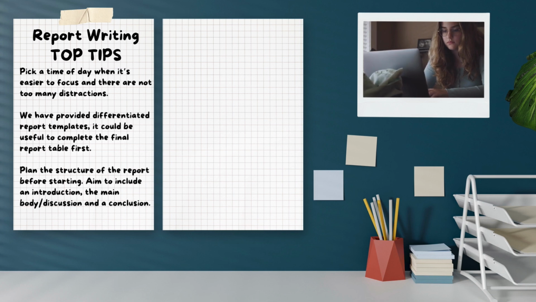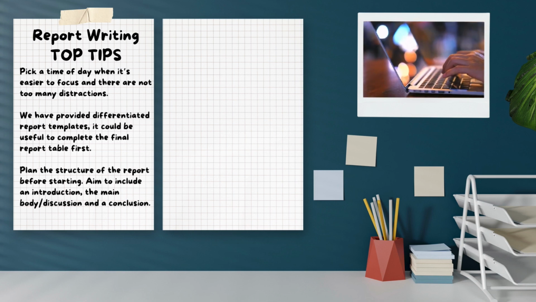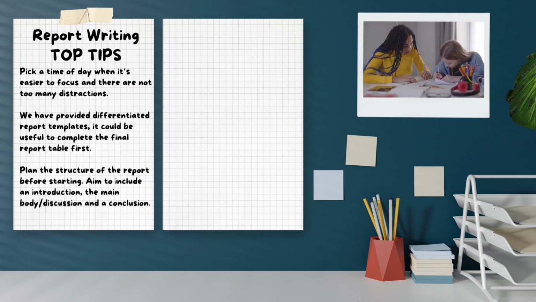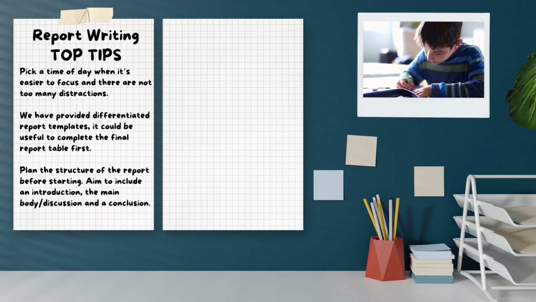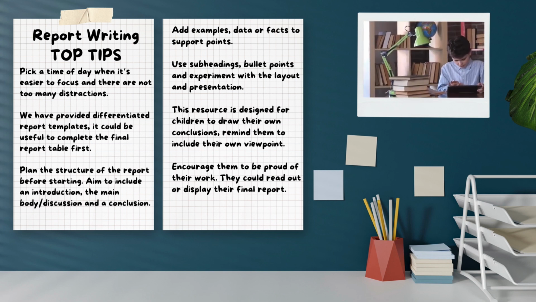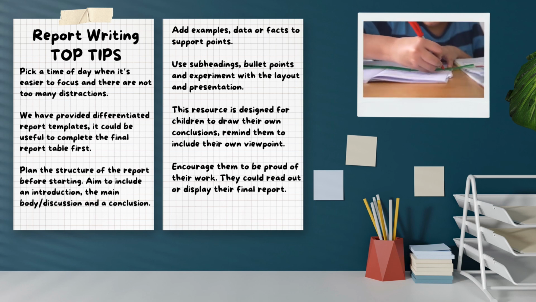Pick a time of day when it's easier to focus and there are not too many distractions. We've provided the differentiated report templates. It could be useful to complete the final report table first, which is the easier option. Plan the structure of the report before starting. Aim to include an introduction, the main body and discussion, and a conclusion. Add examples, data or facts to support points. Use subheadings, bullet points, and experiment with the layout and presentation.